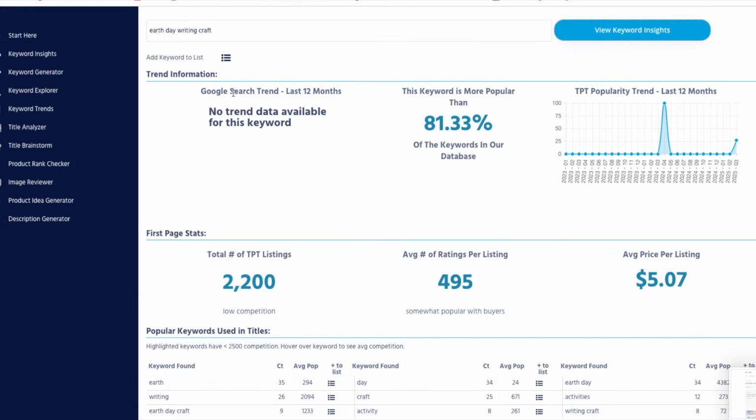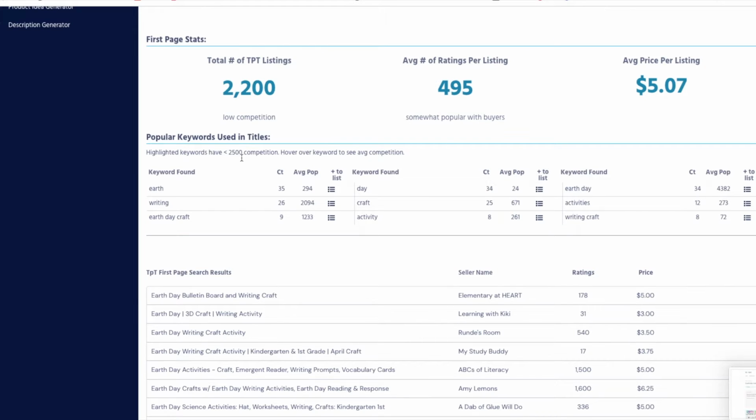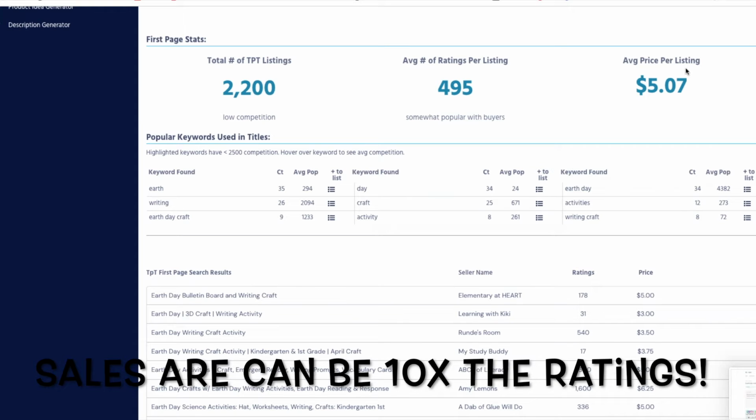This doesn't flag a grade. I'm just using this as a general term. But they're telling you that 2,200, that's a low competition. That's what you're looking for when you're creating things. You want something anywhere from under 10,000. And it is popular. Look at the average ratings is 500. That's a lot of sales. And the price average is at 5.